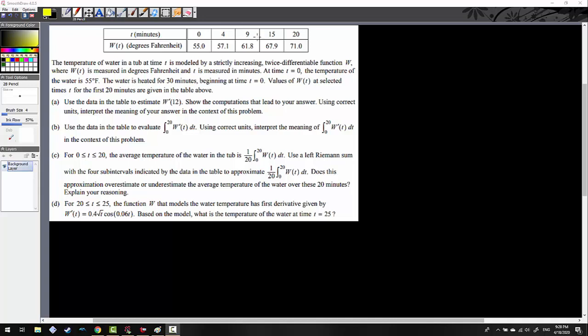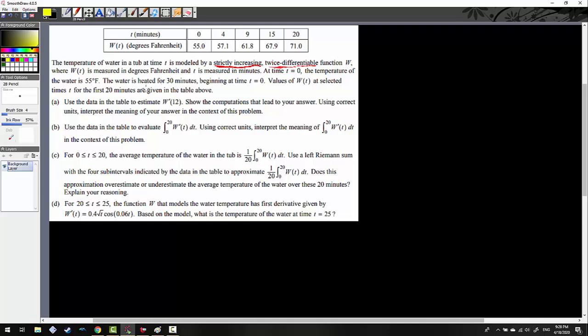We have a table here with some values. The temperature of water in a tub at time t is modeled by a strictly increasing. That sounds pretty important. I'm going to go ahead and underline that. Strictly increasing. Twice differentiable. That sounds kind of important also. Function W, where W of t is measured in degrees Fahrenheit and t is measured in minutes. At time equals 0, the temperature of the water is 55 degrees.